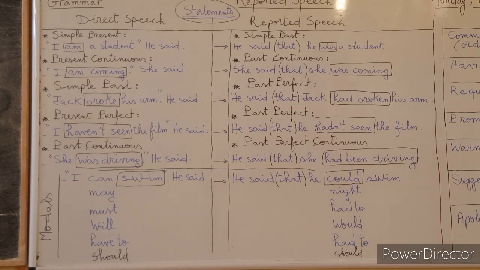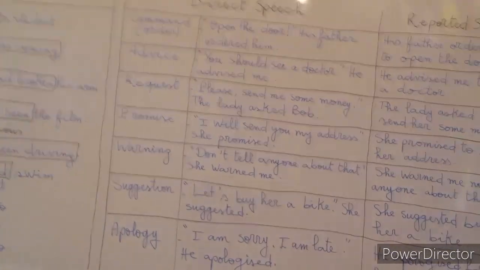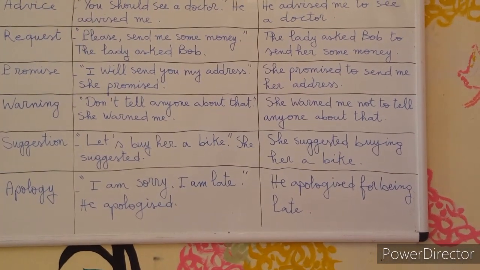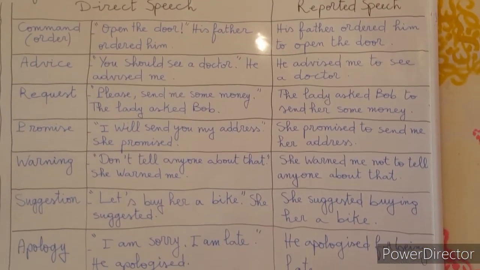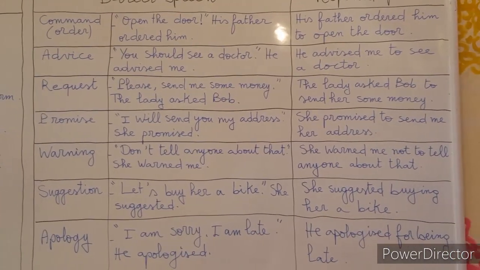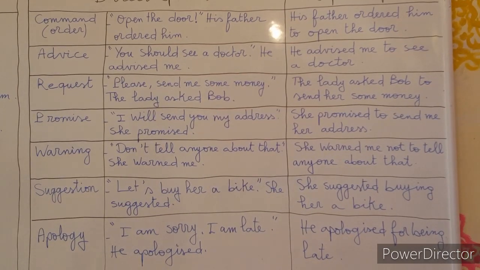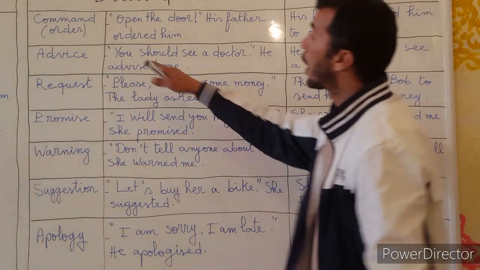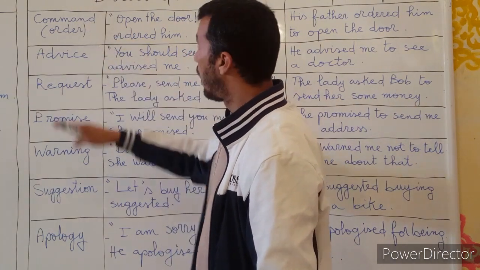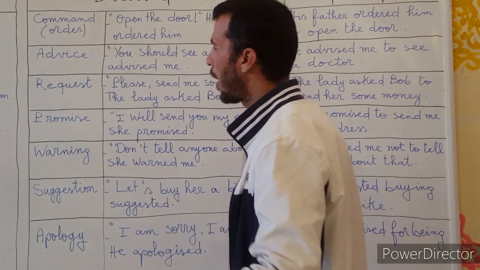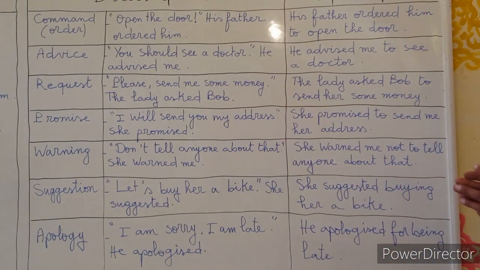Now, let's move to other examples of reported speech. Now we have command or order, advice, request, promise, warning, suggestion, apology, etc. We have many examples, but I think these are the most important.